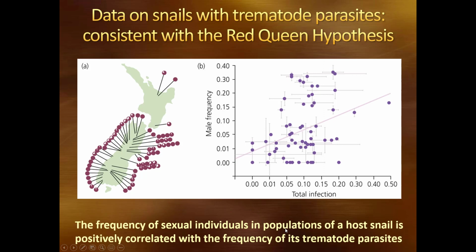So here are some data that are consistent with the Red Queen hypothesis from trematode parasites. These trematode parasites essentially get into snails and they change the behavior of the snail. And one of the things that you'll find is each one of these pie charts here is looking at a separate population.